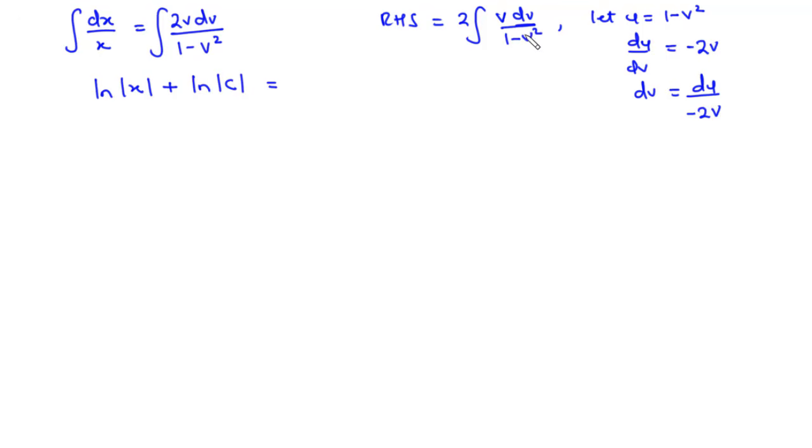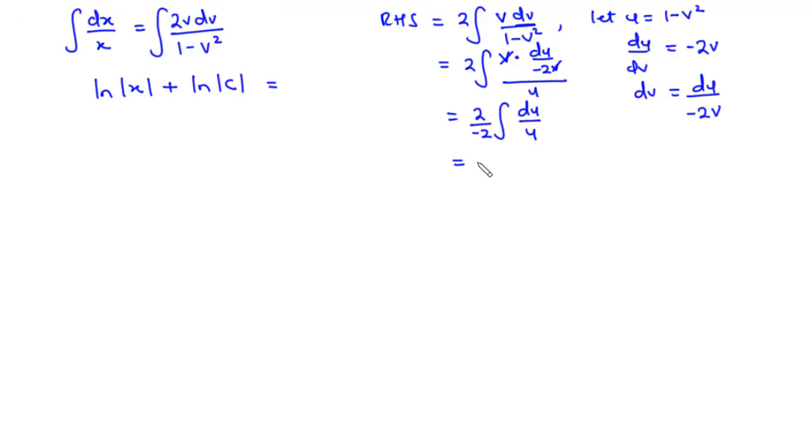Now let's substitute u and then dv in here. So on the right hand side, we are going to have 2 times the integral of v times, we have dv to be du over negative 2v, divided by u. Now this becomes 2, we pull out this, so 2 divided by negative 2, we have the integral of v cancels out v, and then this becomes du over 1 times 1 over u. Okay, so we can simplify this as du over u.